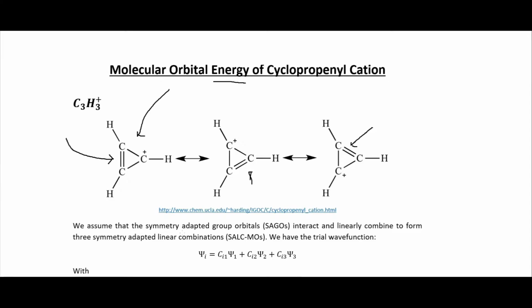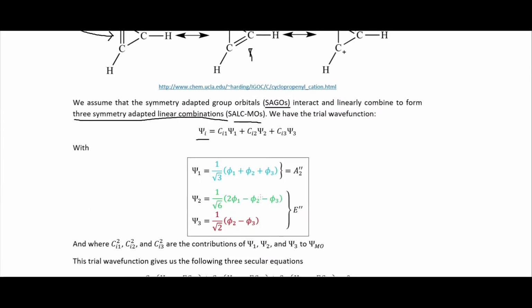All right, so we assume that the symmetry adapted group orbitals that we found last time interact and linearly combine to form the three symmetry adapted linear combinations, the SALC MOs. So we have this trial wave function here. Remember from a couple videos ago, the trial wave function is what we use in the variational method. And so this is our trial wave function here.